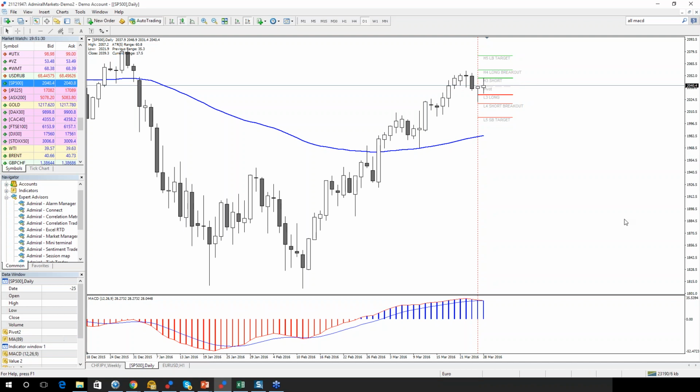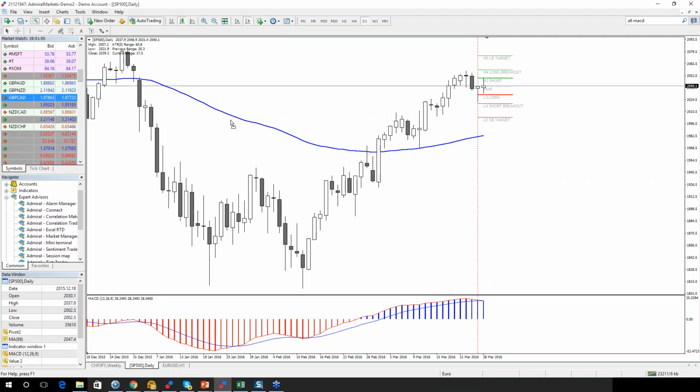GBP CAD, yeah. Bullish, bearish. Yes, sorry, SP 500. Bullish, bearish, but it looks more bullish to me because of this candle here. Still, I would like to see a 4-hour candle close above this level, and that could spike up the price.